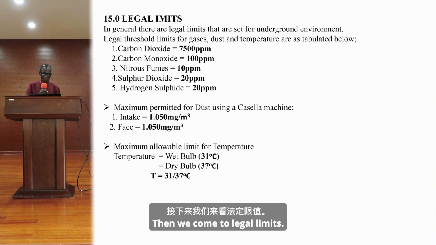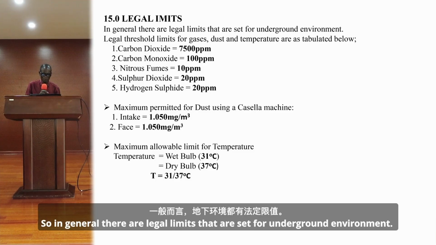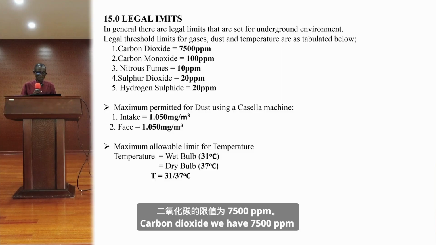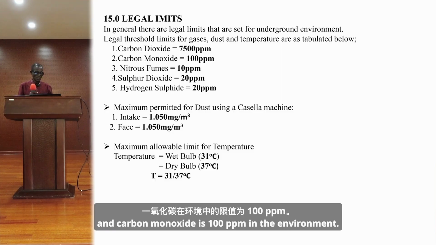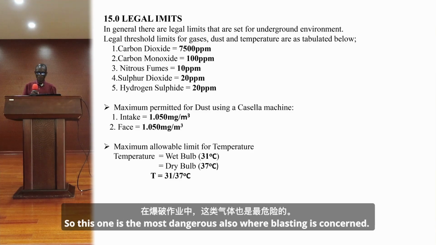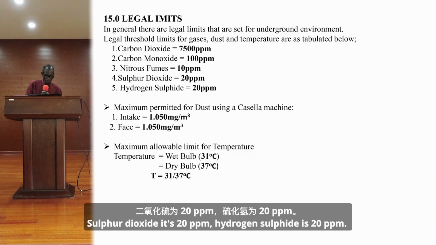Then we come to legal limits. In general, there are legal limits that are set for the underground environment. Legal threshold limits for gases, dust, and temperatures are as tabulated below. Carbon dioxide, we have 7,500 ppm. And carbon monoxide, it's 100 ppm in the environment. Then nitrous fumes, it is at 10 ppm. So this one is the most dangerous also where blasting is concerned. Sulfur dioxide is 20 ppm. Hydrogen sulfide is 20 ppm.